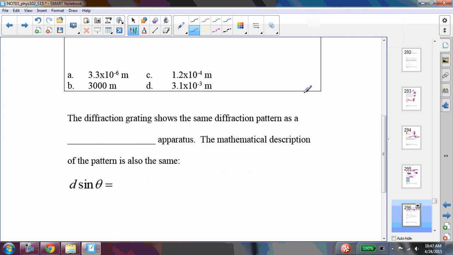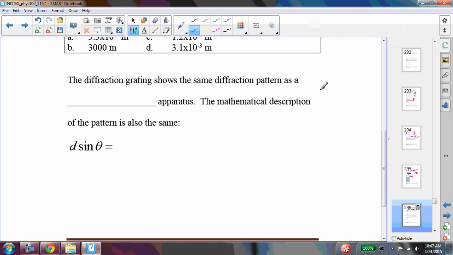Okay, so the diffraction grating shows the same diffraction pattern as a double slit apparatus. Everything's the same as with the double slit, except for how we define d. d is the distance between the slits on our diffraction grating, but there are lots of slits, hundreds or thousands of them. The mathematical description is also the same because the geometry works out exactly the same.